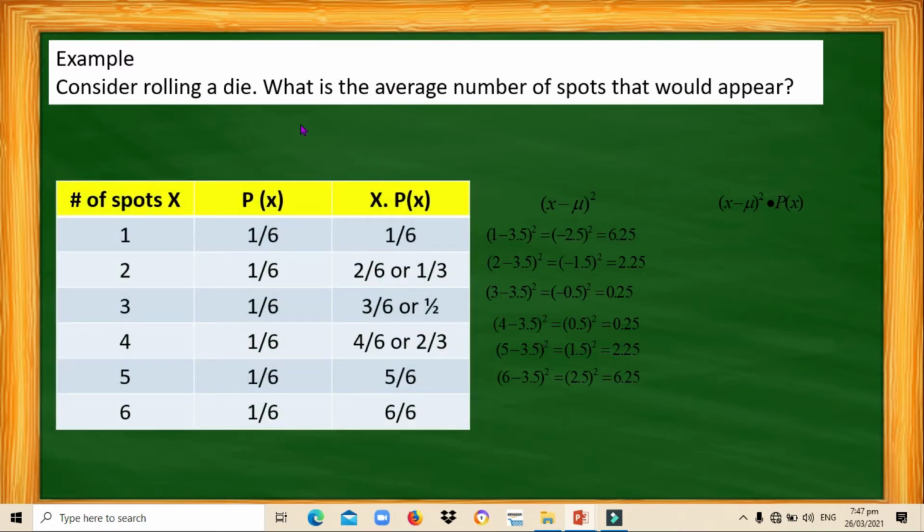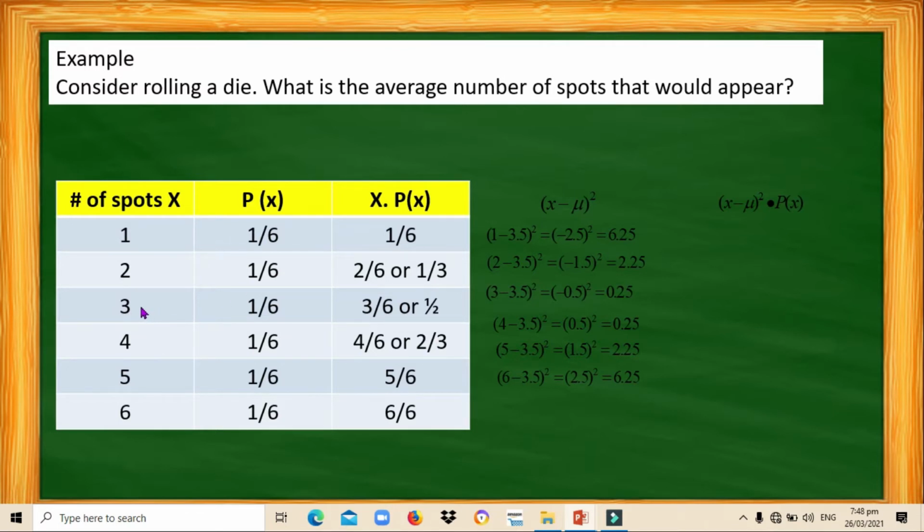Since the die has 6 spots: 1, 2, 3, 4, 5, and 6. The probability of the first spot, 1, is 1 over 6, because we have only one such number in a die and 6 spots in total. Then the second spot is 2, and the probability is 1 over 6 because we have only one 2 in a die.